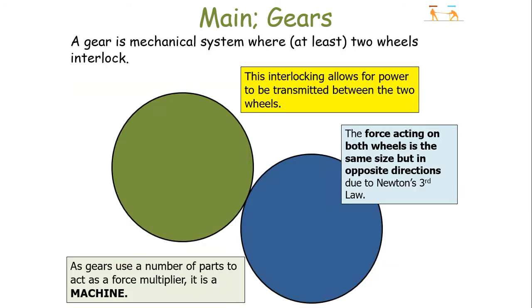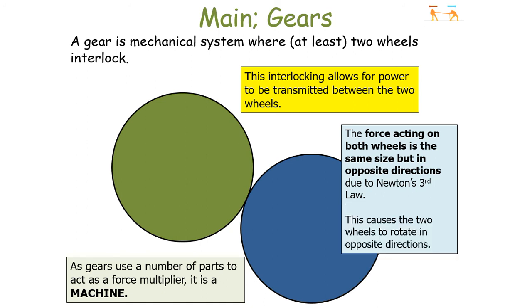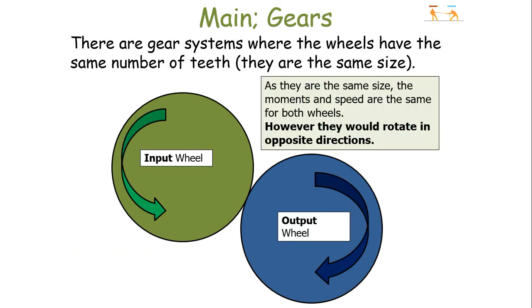Now you might think, why do these two wheels have the same force exerted on them? Well, it's something to do with Newton's third law of physics, which states that when two objects are interacting, in this example two wheels, they will exert equal sized forces on each other in opposite directions. So when these two wheels interlock with each other, they will exert the same force on each other but in opposite directions, which makes sense because it causes the two wheels to rotate in opposite directions.